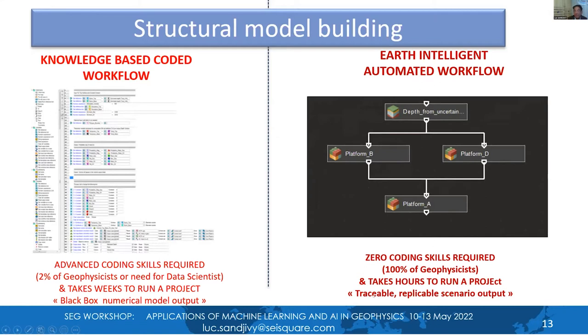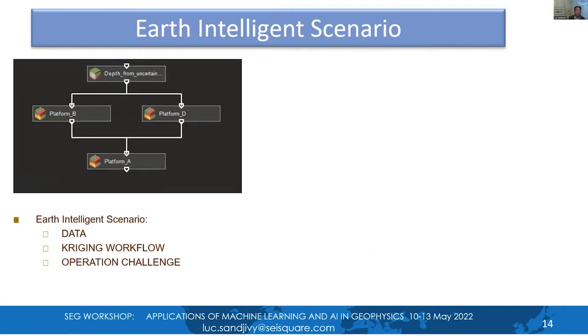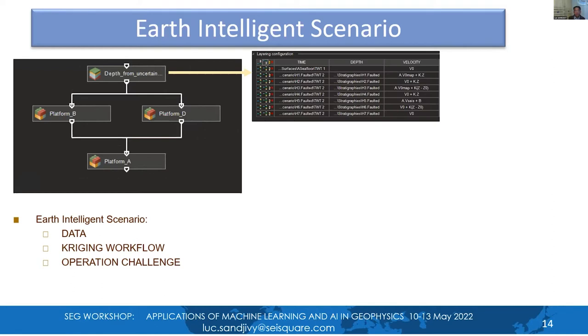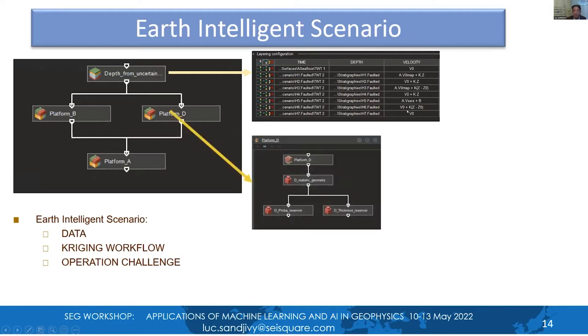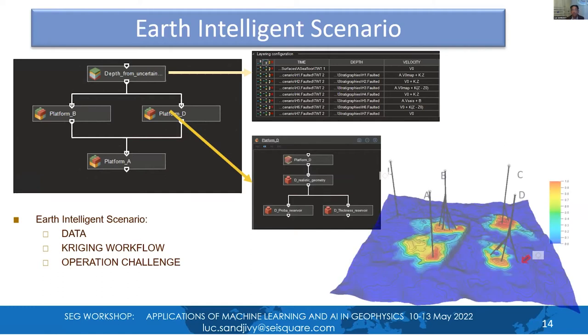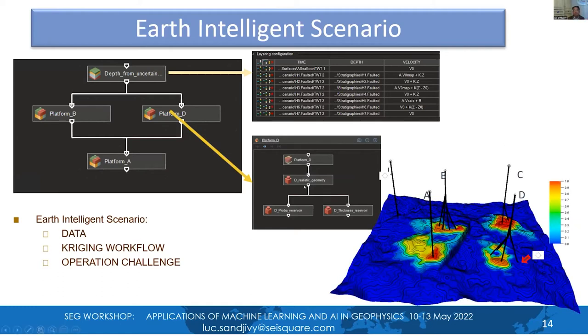And most of all, at the end, you report your scenario, it's traceable. One minute. What is the scenario? It is the combination of the data, the workflow that you're using, and the challenge you want to solve. In the scenario, you've got the time data, marker data, and all the velocity data, and the kriging will optimize all that. And you get all your scenarios for computing volumetrics at the end.